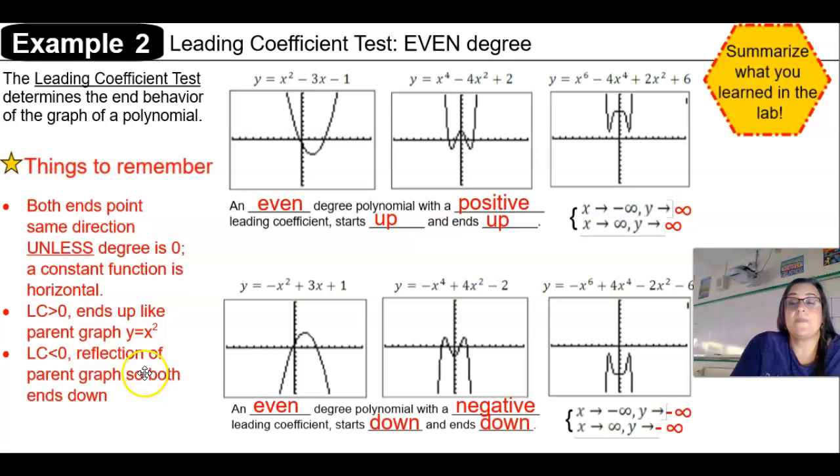The only time that is not the case is when the degree is 0. When you have a constant function, there is no leading coefficient test for that, because a constant function is just a horizontal line. So your even degree would have to be 2 or higher. So 2, 4, 6, 8; 0 won't count for the leading coefficient test.